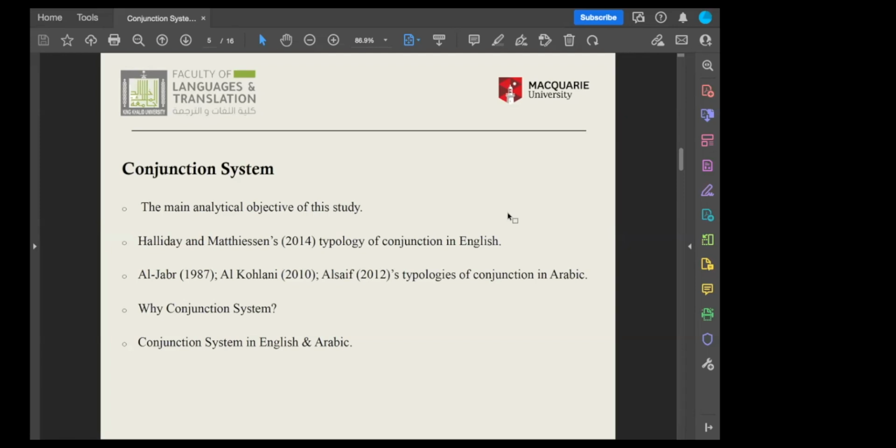Regarding the conjunction system in English and Arabic, there are many contrastive differences, but I will mention the main one that was proved in my study and many different studies. The main widely recognized one is the frequency and variation in the use of connectives. Different studies demonstrate that English tends to use a greater variety of connectives, while Arabic uses a more restricted number of connectives, but with a higher frequency. And that is attributed to different grammatical and stylistic reasons.